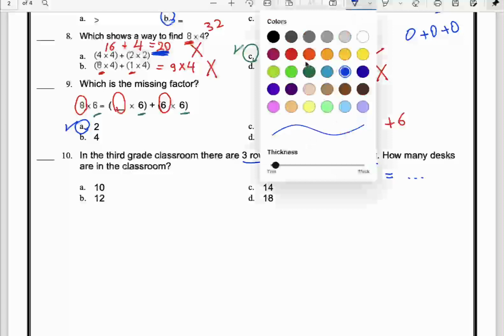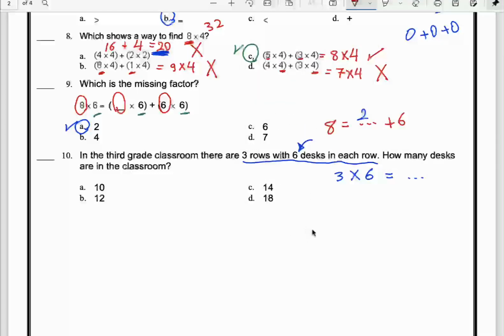And of course you can use a model. I will draw the model for you. 3 rows of 6. I will use counters: 1, 2, 3, 4, 5, 6. This is the first row. The second row: 1, 2, 3, 4, 5, 6. The third row: 1, 2, 3, 4, 5, 6. This is 3 rows and 6 columns. All you need to do is count all the counters that you have, and you will find the answer, the same as the multiplication equation. So 3 multiplied by 6 equals 18. So we have here 18 counters, and also 3 multiplied by 6 equals 18. So the correct choice is letter D, 18.